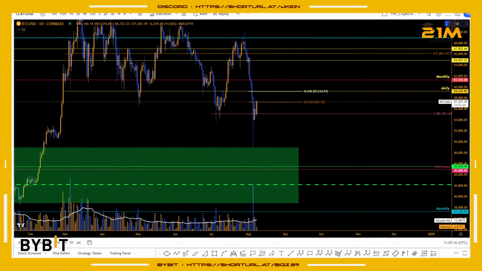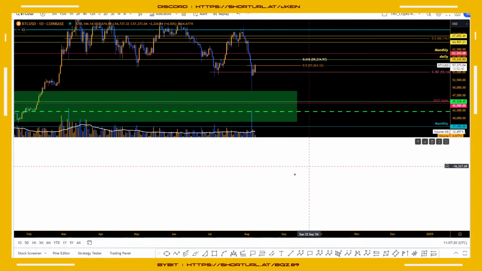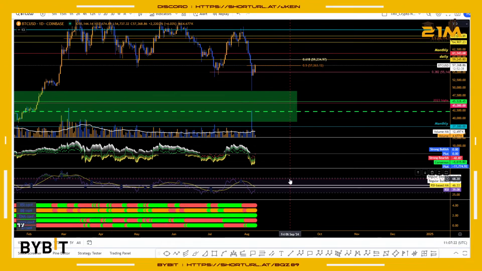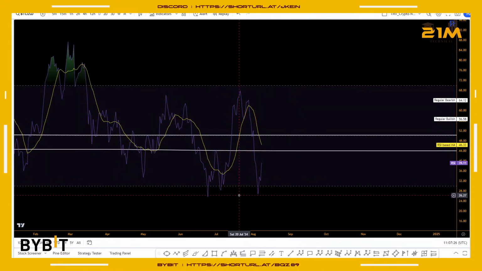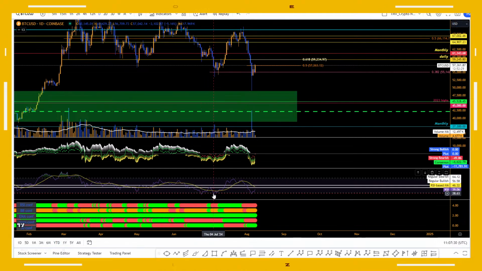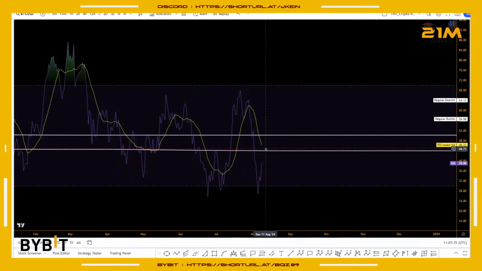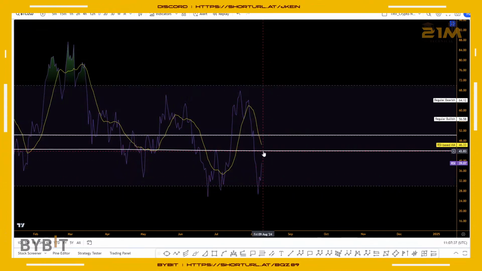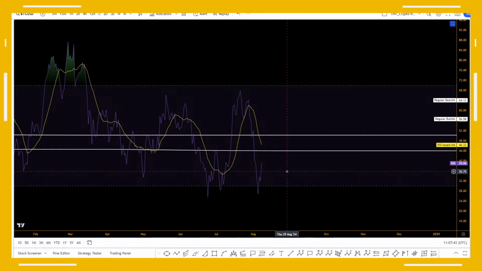So from the LTF perspective on Bitcoin, on the daily time frame, just look at the RSI over here. We literally swept the lows over here. Basically there is no bullish divergence over here, and on the RSI I'm expecting it to go a little bit more towards 44%, so that we can get another head and shoulders and form a bullish divergence.